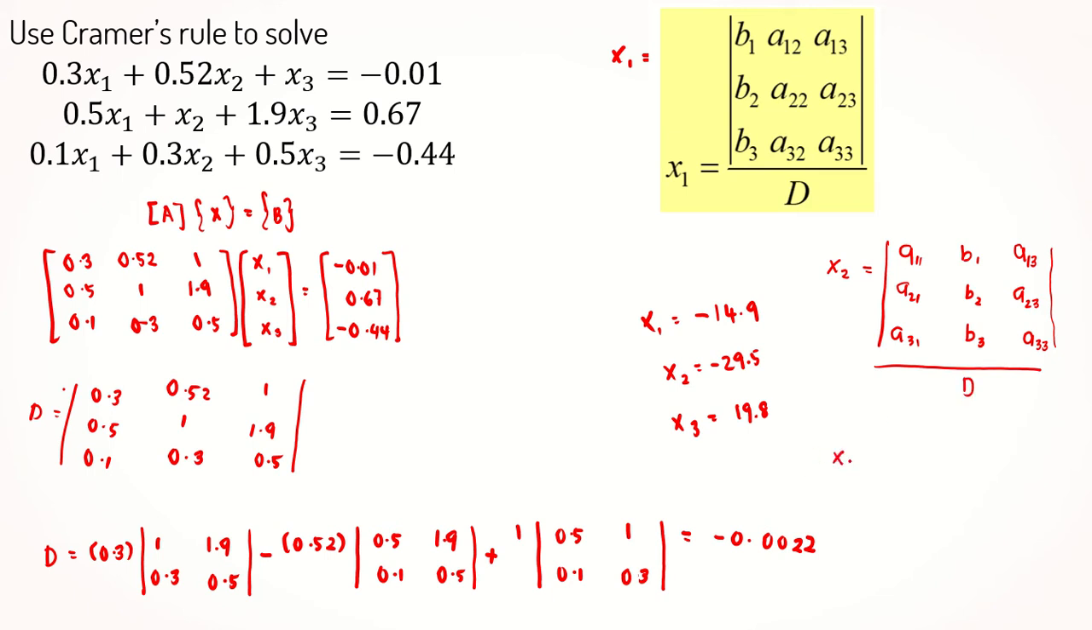So this is x3: a11, a21, a31, a12, a22, a32, and b1, b2, b3 in the third column, divided by the determinant. So this would be the Cramer rule.